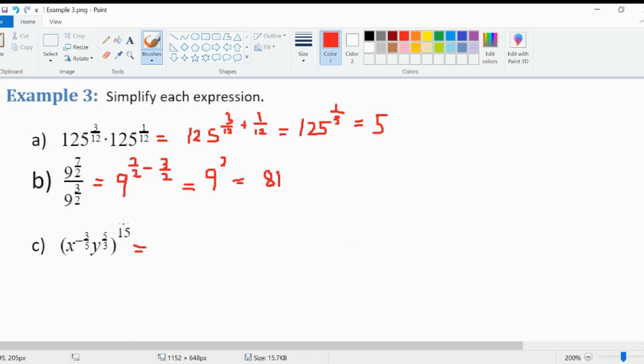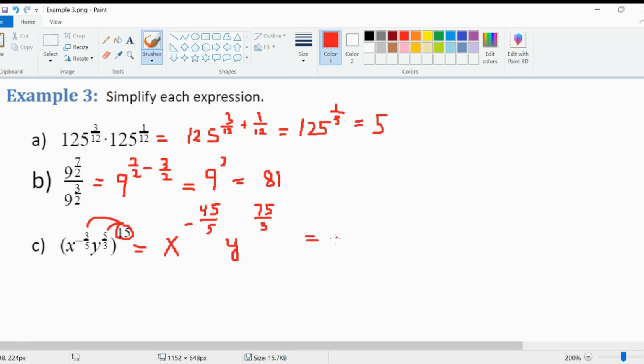And lastly, I've got this 15. So I've got a product to a power. All the values inside here are going to get multiplied by this 15. So it's that second to last product to a power property that we talked about on the previous page. If you want to rewind to look at that, you can check your notes. Now we've got x to the negative 3/5 times 15. That's going to be x to the negative 45, I'm just taking the numerator of 3 times 15 over 5. And then I've got my y to the 5 times 15 over 3, and 5 times 15 is 75 over 3.